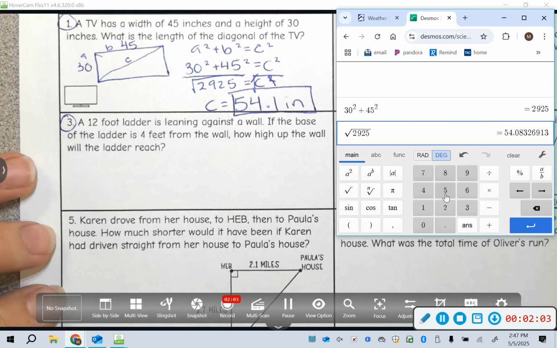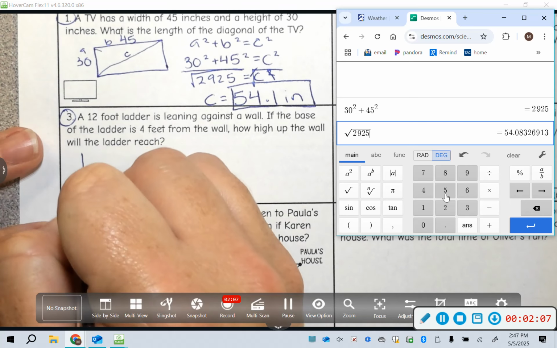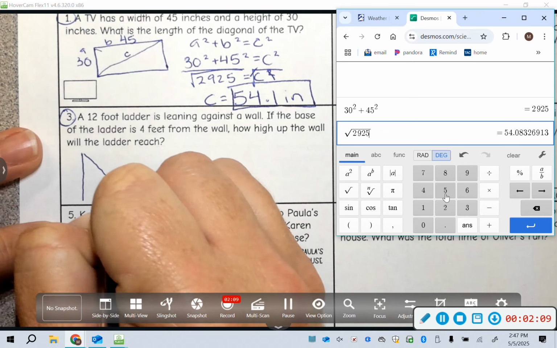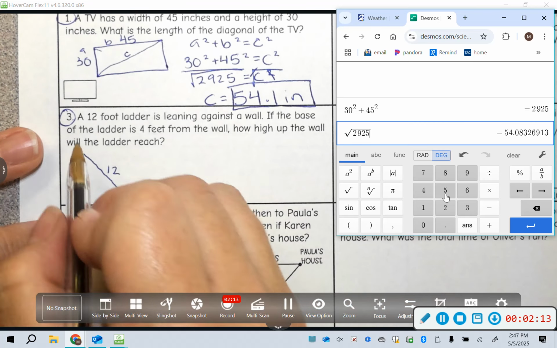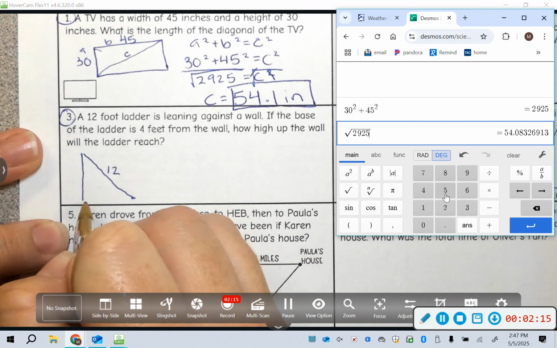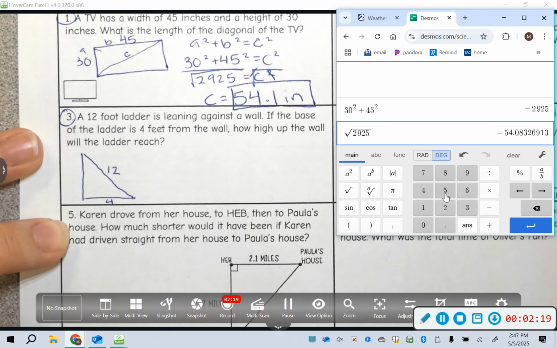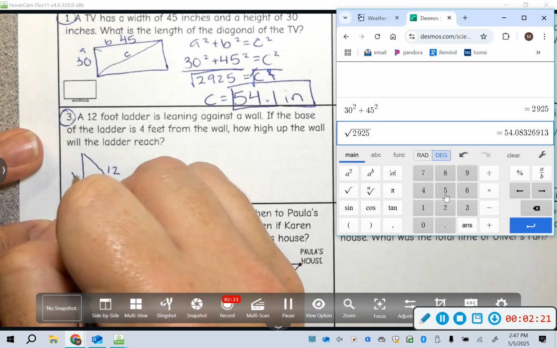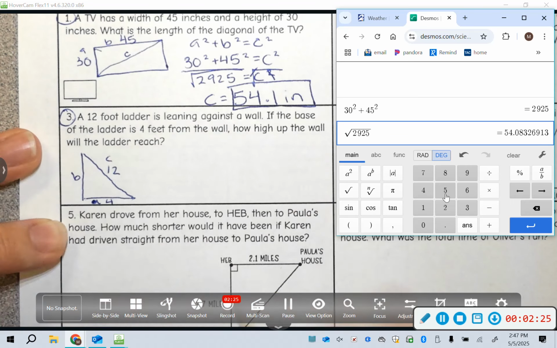Okay, look at number 3. It says a 12-foot ladder is leaning against a wall. So we can say this is our wall, this is our ladder. So we know it's 12 feet. If the base of the ladder is 4 feet from the wall, so the distance of the bottom of the ladder is 4. Therefore, we don't know this side, so I'm going to call that side B. Therefore, this is side A and this is C.